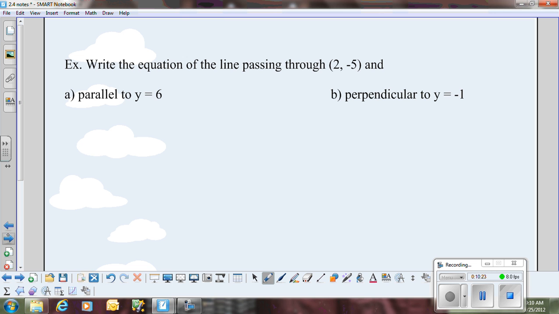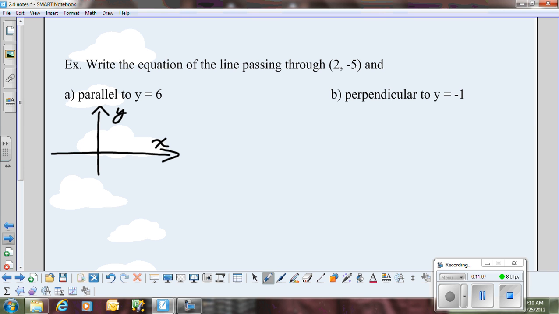Write the equation of the line passing through 2, -5 and parallel to y equals 6. To do this, I'm going to draw you a graph because these are kind of the special cases. X and y. Y equals 6. What does that line look like? Graph. It's a graph, okay. What's its slope? Josh. There's no x there, right? So its slope has got to be 0.